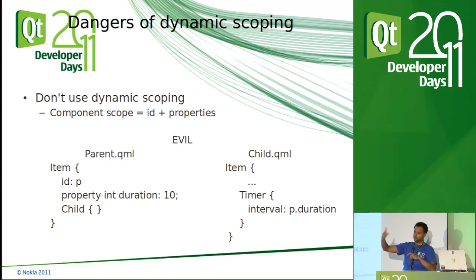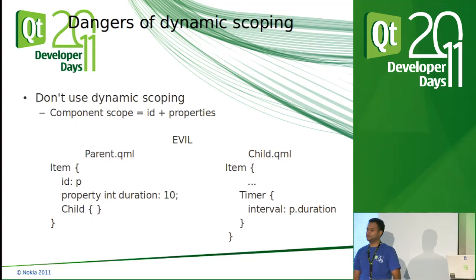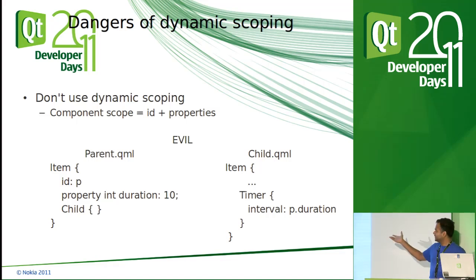So if a component creates a component, each lookup first looks into its own scope. If it's not there, it goes and looks up in the parent scope, and if it's not there, it goes to the next parent scope. This feature of QML is called dynamic scoping. I would really like to have a way of disabling it actually, but it's there. And I've seen many people abuse it, and an example is here.